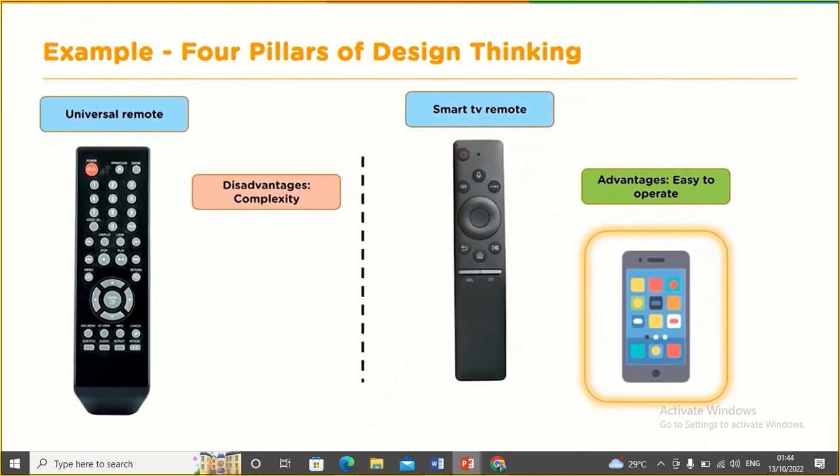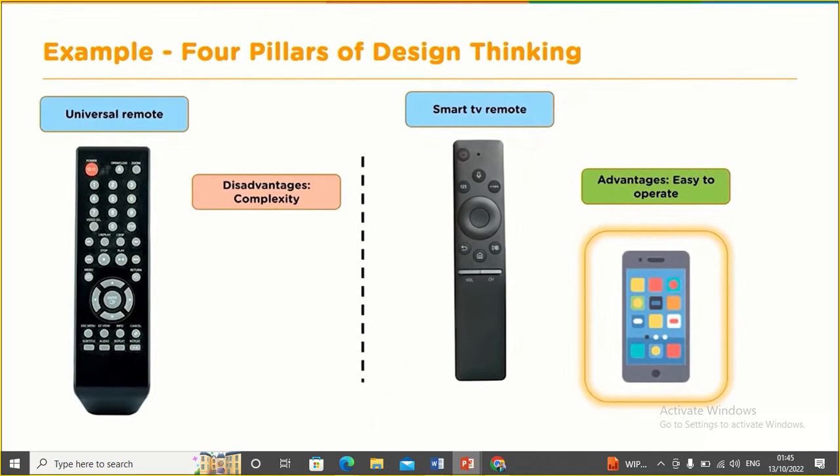So let us look at this slide. Here you can understand the innovation that has been made in the remote control. You can see on the left side the remote control which was used earlier, which is a universal remote. The disadvantage in this is that it has more buttons, so it looks very clumsy, and it is a complex one. It is not a simpler one. It looks like a complex model.